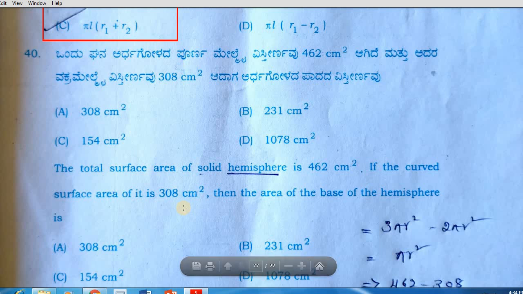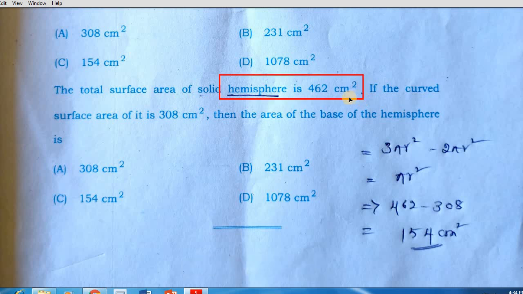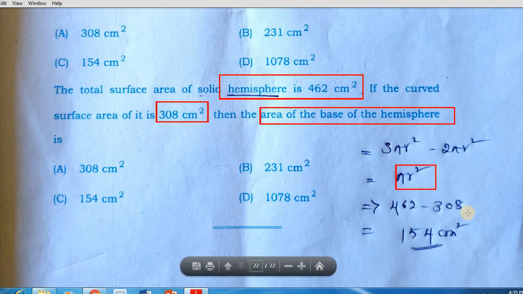So last question, children. The total surface area of a solid hemisphere is 462 centimeter square, and the curved surface area is 308 centimeter square. Then the area of the base of the hemisphere? For that you want to use this concept: 3 pi r square is the TSA of the hemisphere, minus the CSA of the hemisphere, so you will get pi r square. It means 462 subtract 308. 308 subtracted from 462 gives 154 centimeter square. Hence option C is right.